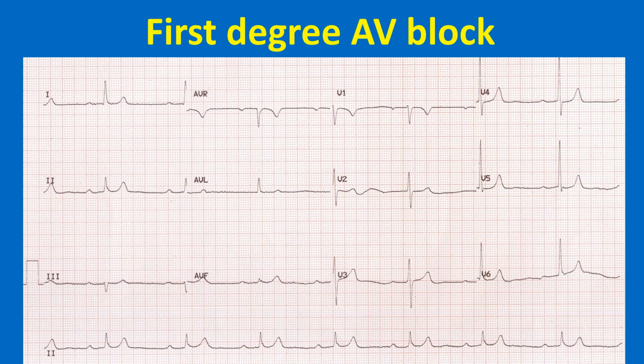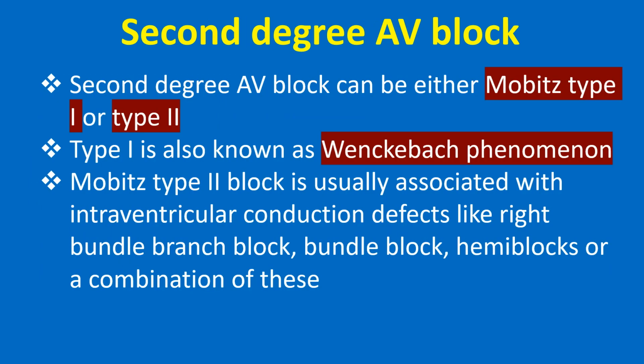ECG showing sinus bradycardia with first degree AV block. RR interval is 1280 milliseconds corresponding to a heart rate of 47 per minute, and PR interval is 320 milliseconds. Second degree AV blocks can be either Mobitz type 1 or type 2. Type 1 is also known as Wenckebach phenomenon. Mobitz type 2 block is usually associated with intraventricular conduction defects like right bundle branch block, left bundle branch block, hemi blocks, or a combination of these.